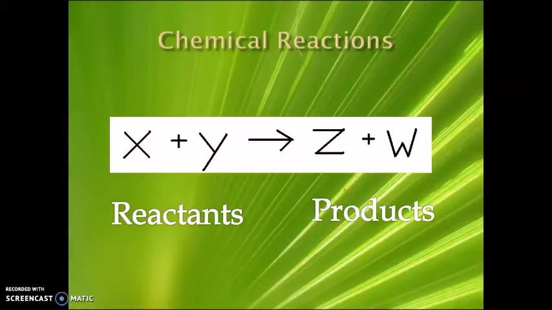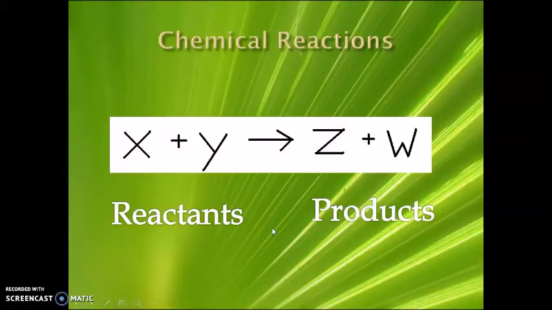Now, what you have to be really careful about with chemical reactions and identifying reactants and products is your arrow. Which way is it pointing? The reactants always come before the arrow, and the arrow is always pointing to the product, okay?